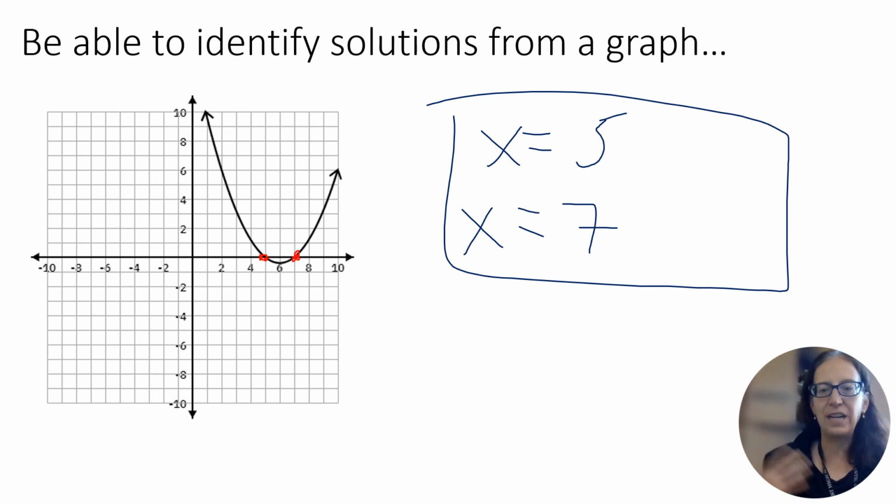Yours could have a positive and a negative. It could have 2 negatives. It could be like this and have 2 positives. One of them could be 0. Don't overthink it. You're looking for the x-intercepts.